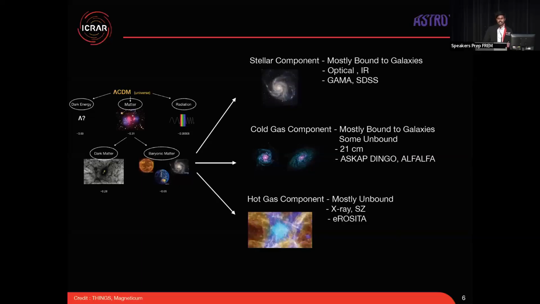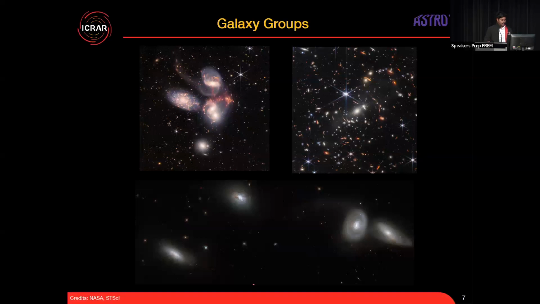And the third is the hot gas component, which is generally unbound to galaxies, and these can be detected with X-rays or techniques like the Sunyaev-Zeldovich effect, and these generally have a temperature range of something about 10 to the 6 Kelvin or more. And where do I want to look at these systems? I want to look at them in things called galaxy groups. So what are galaxy groups?